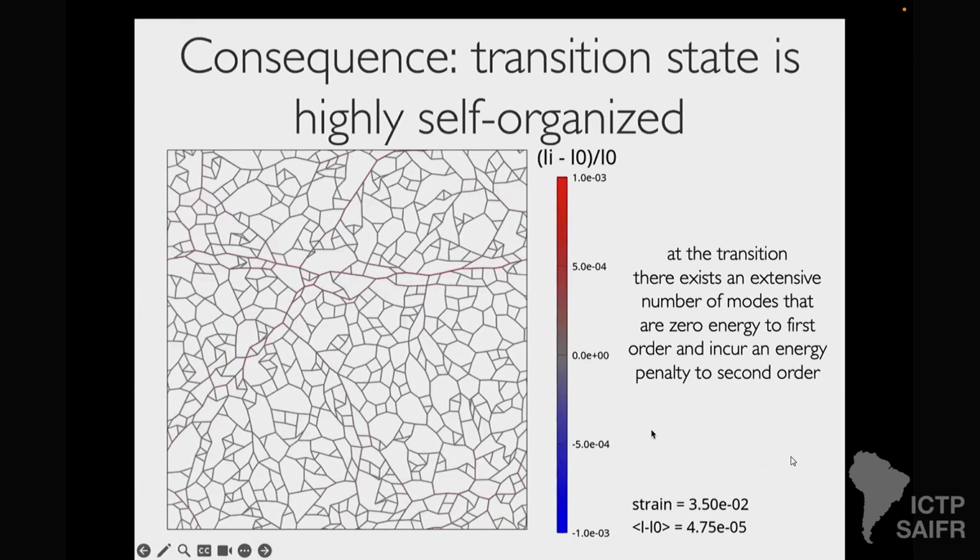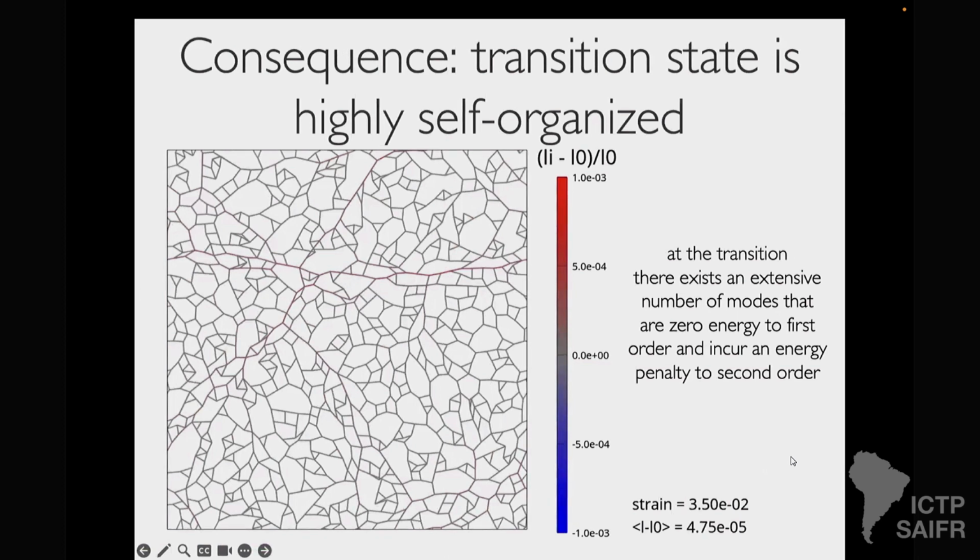Okay. The other cool thing, and I don't know what to do with this, is that at this transition point, there exists an extensive number of modes that are zero energy to first order, and they all incur an energetic penalty to second order. So the self-organization here is also incredible, right? Let's say there are n springs in the system, there are n zero modes to linear order, and all of them are penalized exactly at second order.